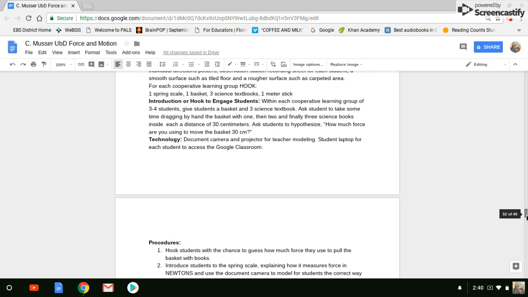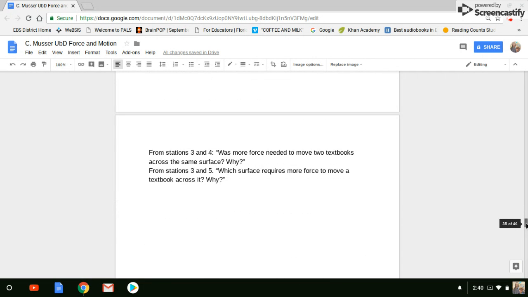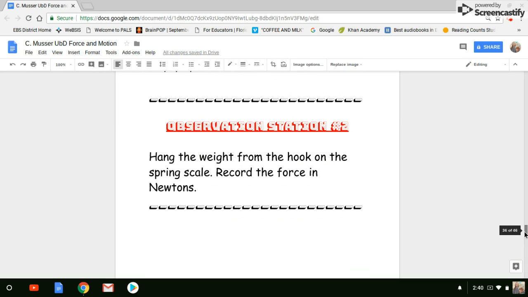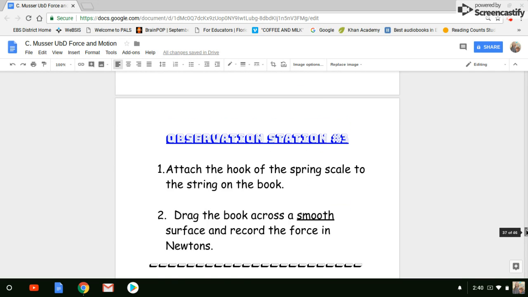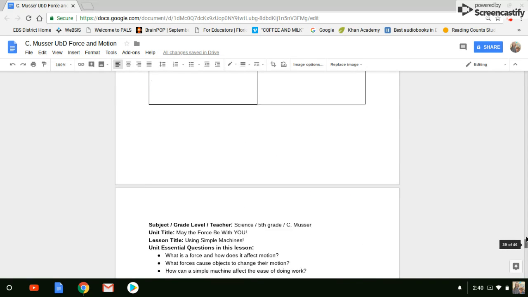My second lesson is about spring scales, and they are working through stations where they actually get hands-on and get spring scales into their hands and put them to work. Observation stations. They travel through 6 stations and they make notes of their findings.